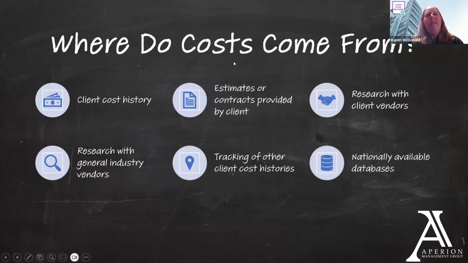So let's talk about where the costs in the reserve study come from. Each reserve study provider is going to handle these a little bit differently, but for the most part, they come from about 6 different places. So the first and best place for a cost history is going to be the client's cost history itself, because that cost is specific to the association. It's not based on a general industry estimate. It's very client specific. Next will be estimates or contracts that the client might provide.